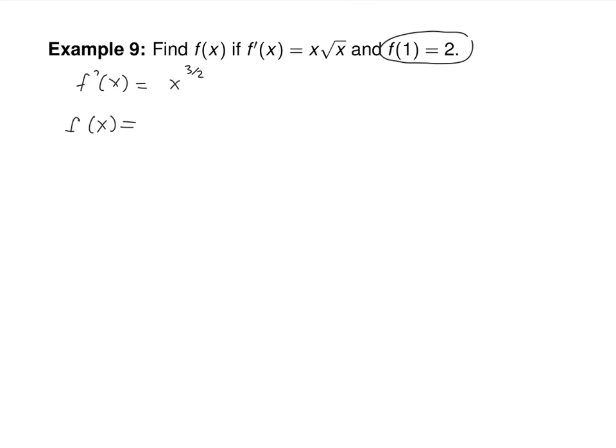So what's the antiderivative of x to the 3/2? 3/2 plus 1 will be 5/2. Coefficient will be 2/5, and then plus c. Okay, that's your first step. It doesn't need to be capital F in this case, because I was given it as f prime. Does that make sense?